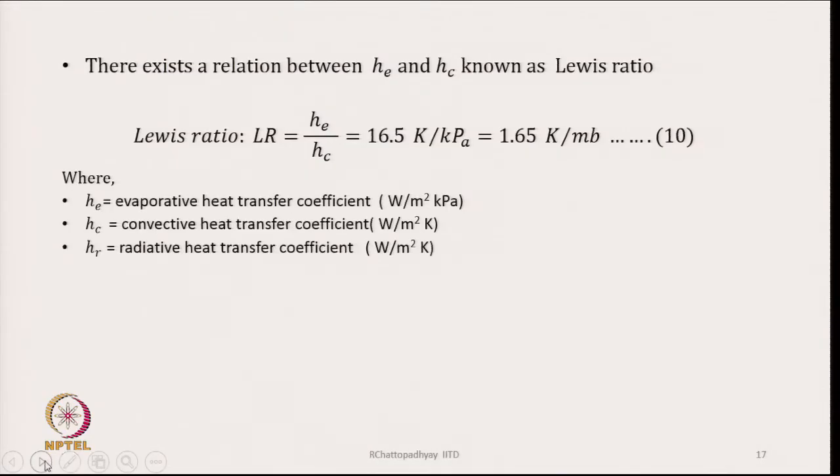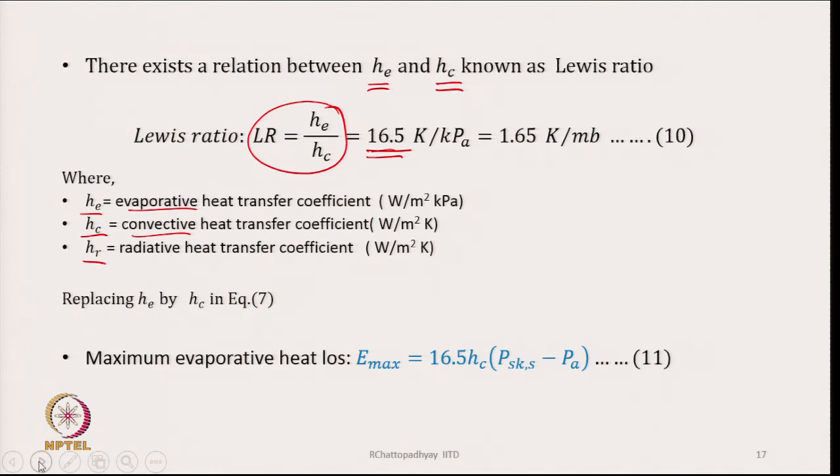If we know them, then we can find out what is Emax. Now, there is another interesting relationship between HE and HC. HE is the evaporative heat transfer coefficient and HC is the convective heat transfer coefficient. Look at HE and HC. These two are connected by this formula, which is known as the Lewis ratio. This formula, HE by HC, is 16.5. This has been found out, and therefore, how does it help us? This is going to help us in finding out HE by knowing HC. HC is the convective heat transfer coefficient. If we know that the ratio is 16.5, HE is going to be 16.5 HC always.